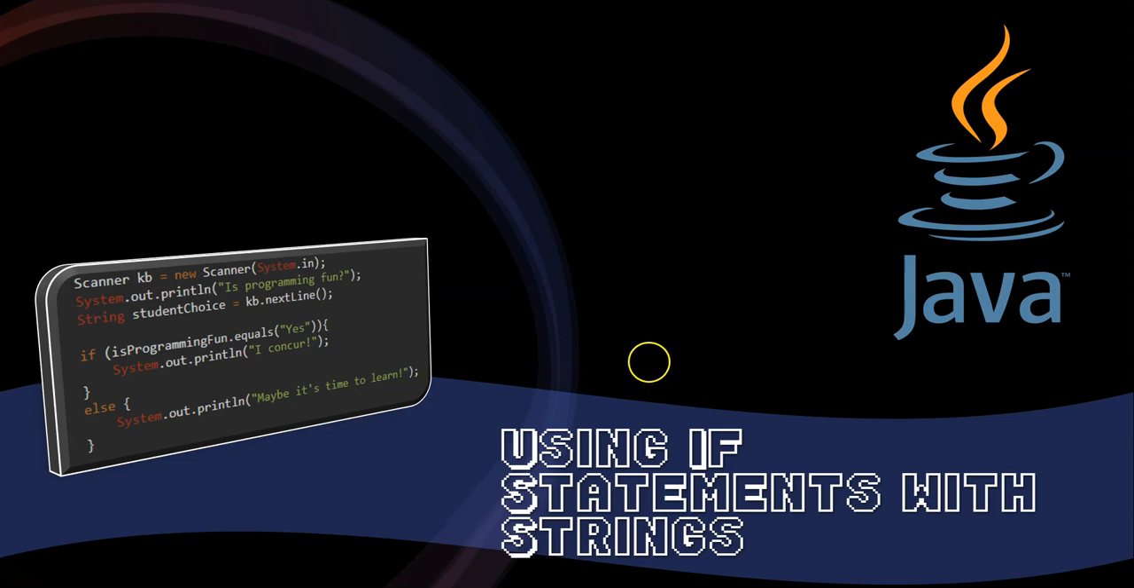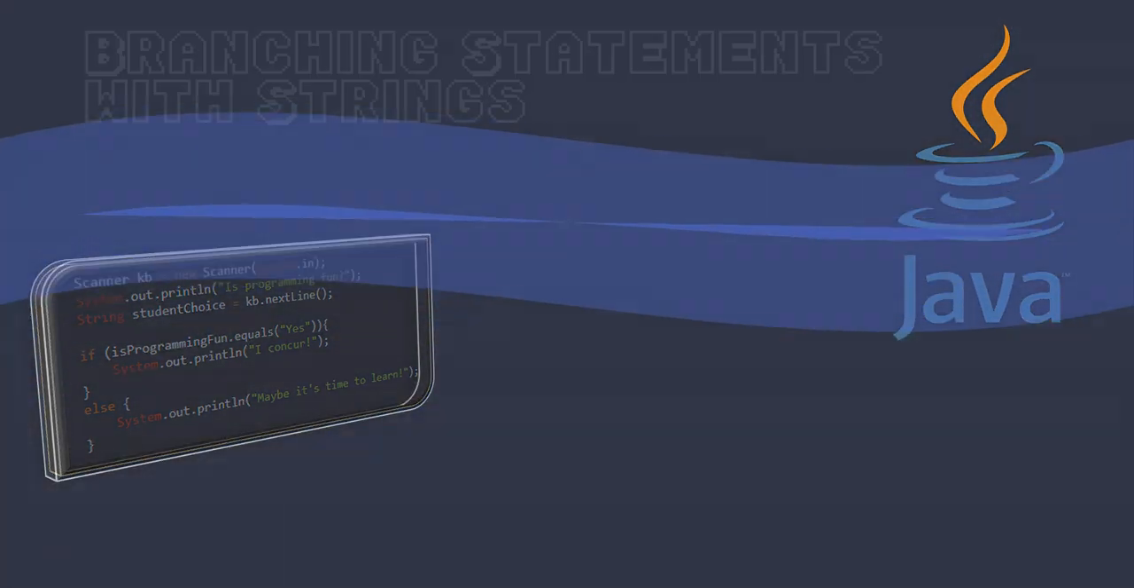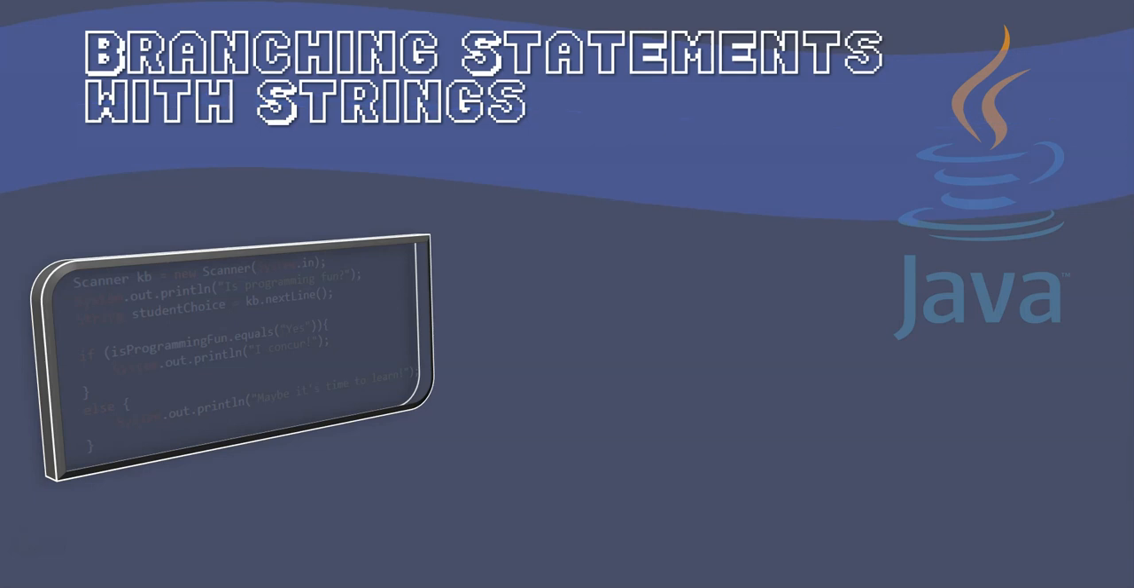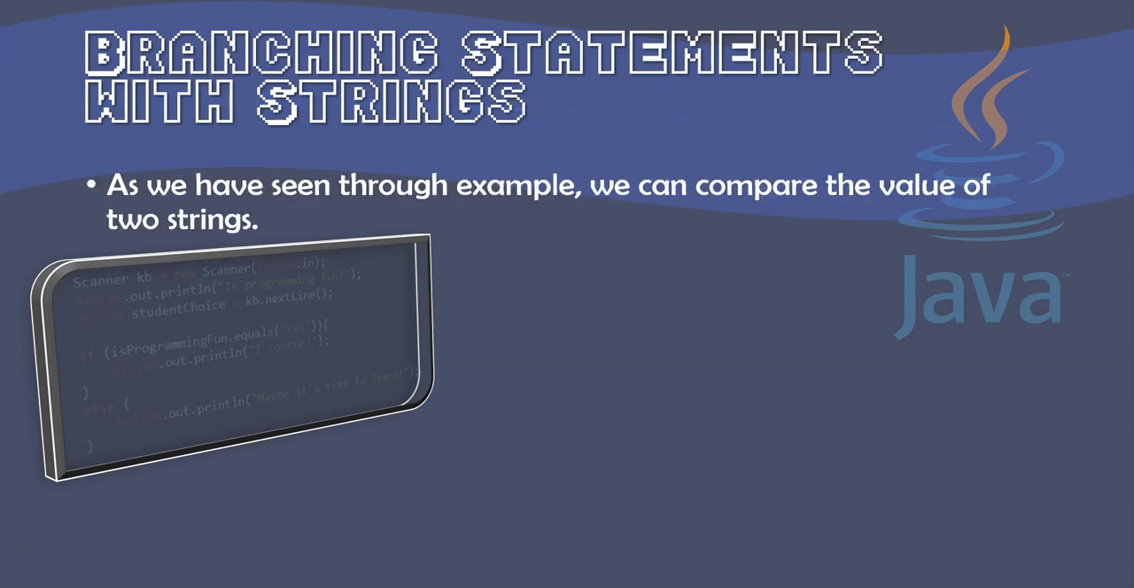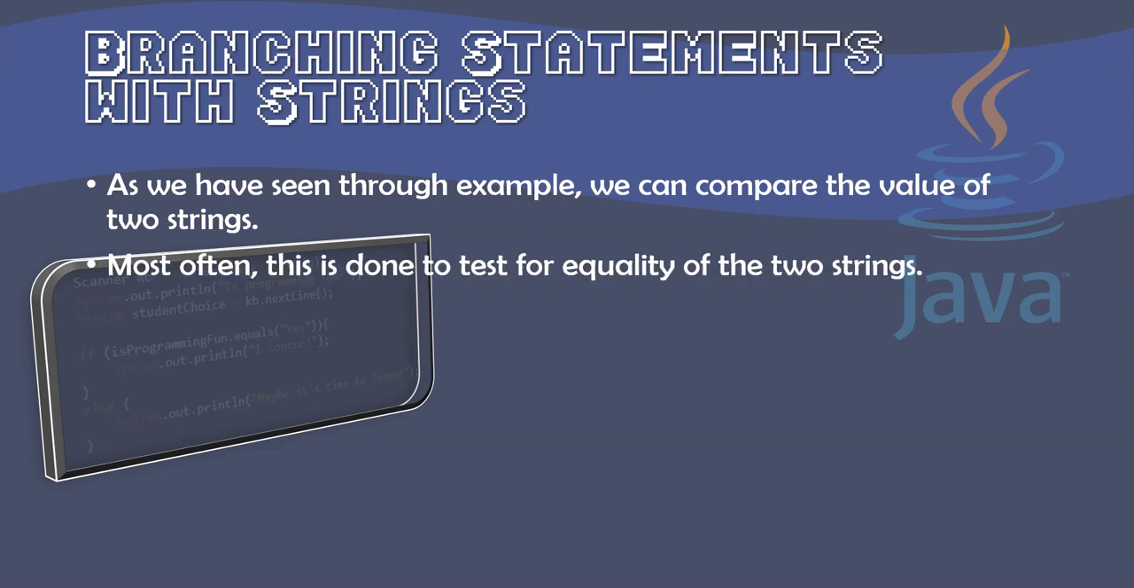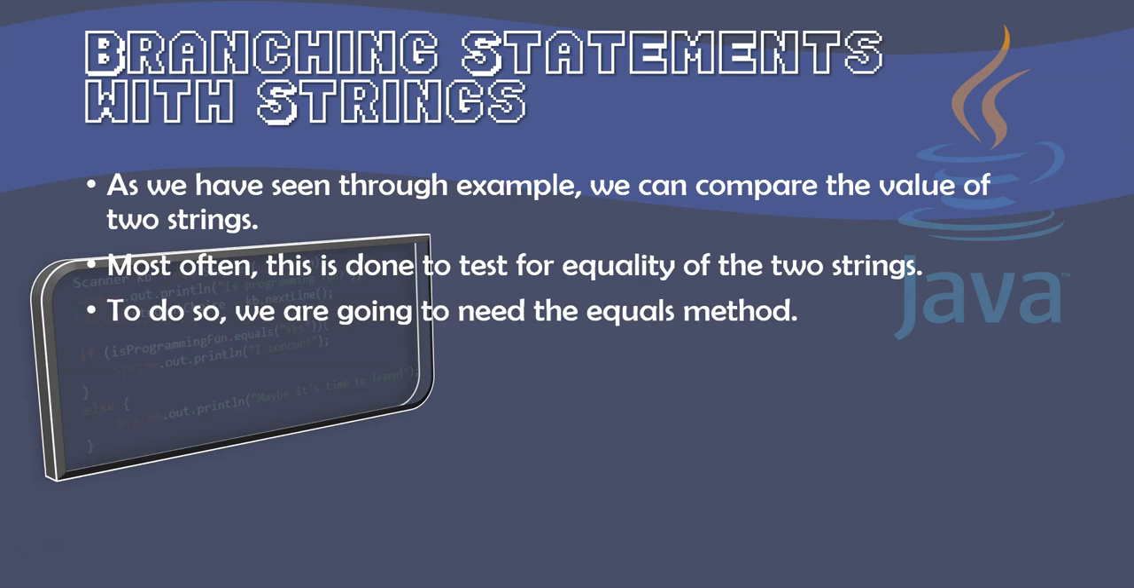And welcome back. Today we are going to take a closer look at how to use if statements with strings. We've already seen a couple of examples of this, but we haven't really talked about it. We mostly have looked at numeric examples. When we talk about branching statements with strings, one thing you have to understand is that in our examples, we mostly have compared our strings in one simple way. This way has been to test for equality, to see if two strings are equal to one another.